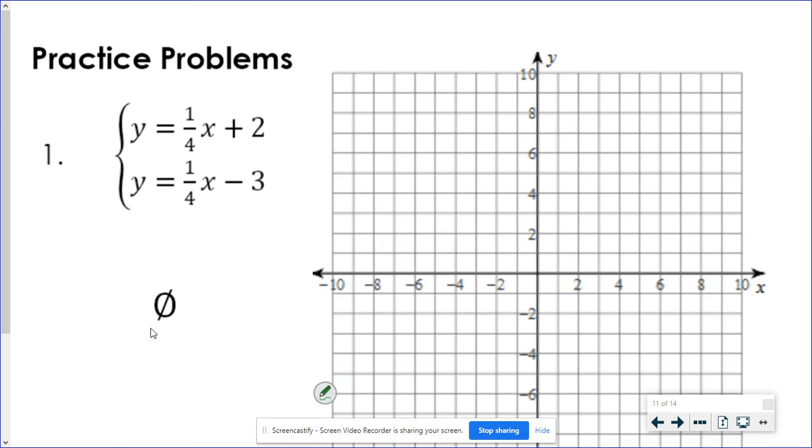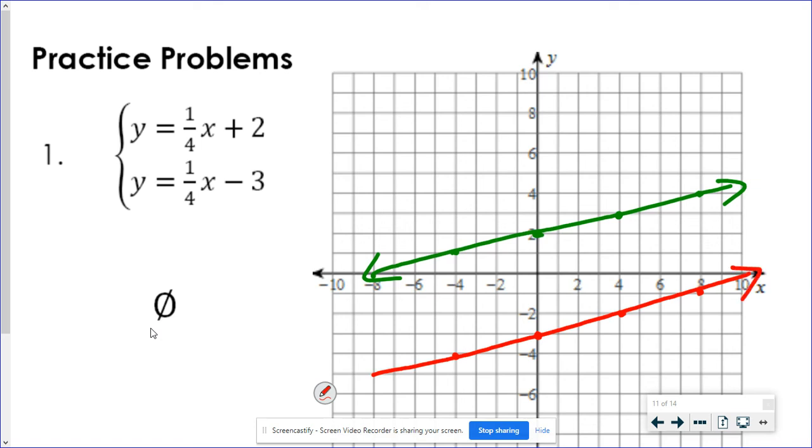So for my first equation, it's going to start at 2. I've got a slope of 1/4. Up 1 over 4. Up 1 over 4, or down and left. Here is my first line. The second line begins at -3, slope of 1/4. Up 1 over 4, or down 1 and left 4. Right there. Never going to cross. They're all going to stay exactly the same distance apart. That is a no solution.